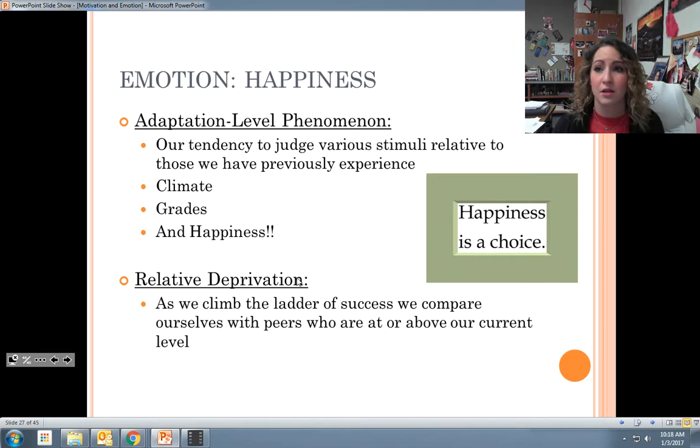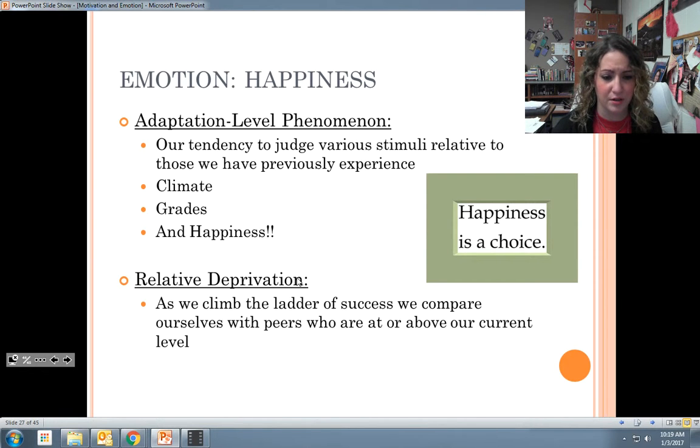Same thing about grades. Someone that's had previous stimulus of having A's all the time and they get a B, they're going to judge that a whole lot differently than someone who's getting F's all the time and then gets a B. Same stimulus, the B, but what you've been adapted to is going to change your experience. Same thing with happiness. Someone that's happy all the time might have a little bit of sadness and think that's awful, but someone that's sad all the time and has a little bit less sadness might experience much more happiness than the person who's happy all the time.